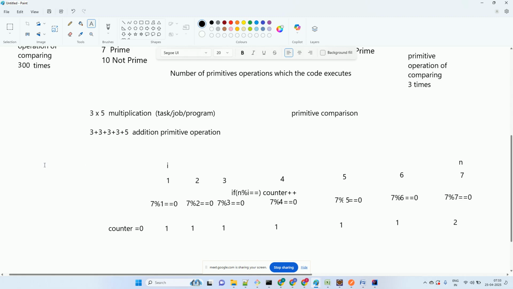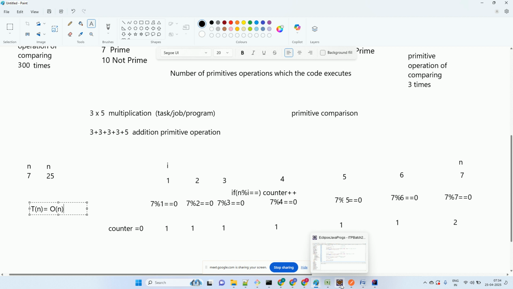What if the n was 25? Then 25 times. Correct? So the maximum comparison I will do is n. When we say maximum comparison, we use the big O notation, and we will say the time complexity of this algorithm is O of n. Means this will take n number of primitive operations to achieve the task, right? Am I understood, guys?